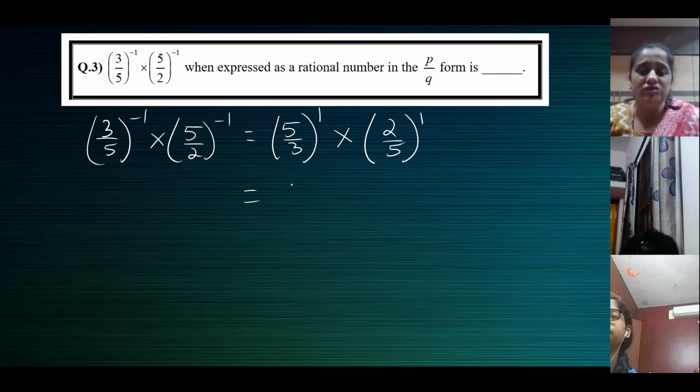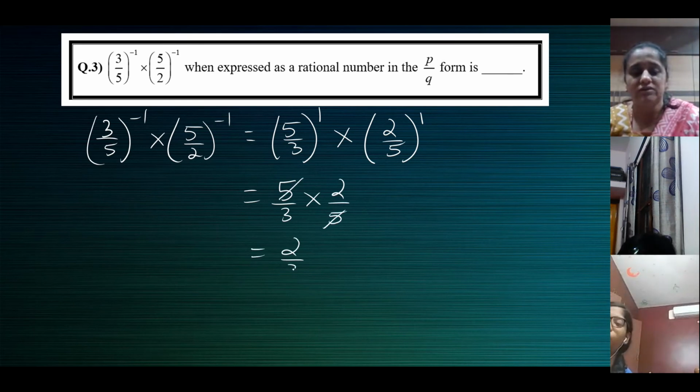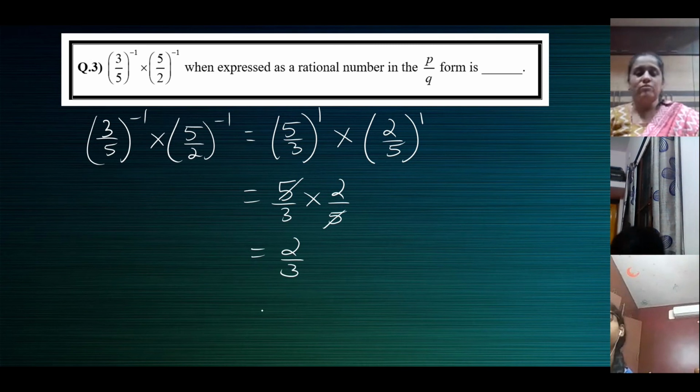So power 1, you can just ignore. It's nothing but 5 by 3 into 2 by 5. So again, 5 and 5 cancel out and we get 2 by 3. So this is the P by Q form of the given expression. P by Q form meaning integer by integer form. It's a rational number. 2 by 3 is a rational number.